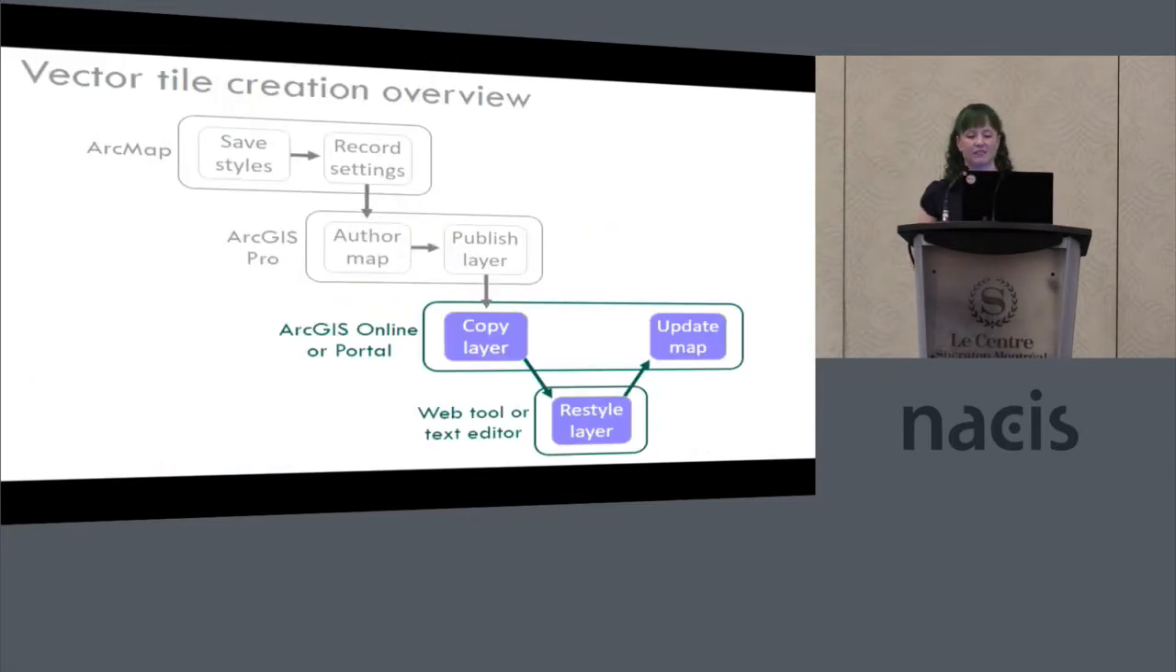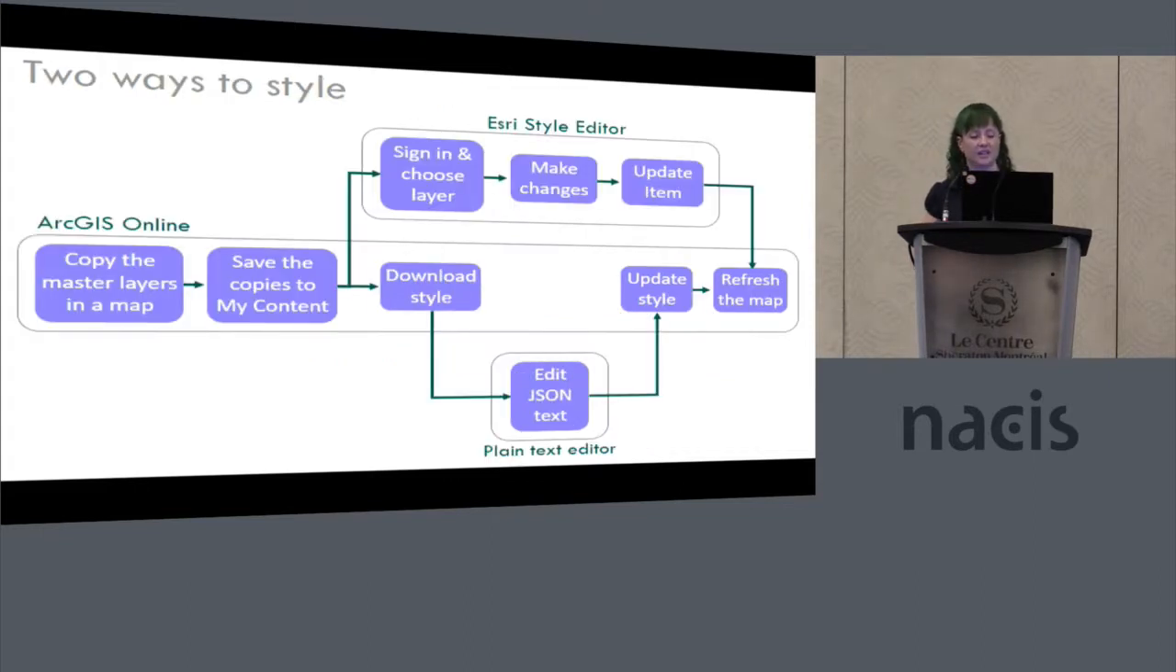Okay, vector tile styling. This is the part that I'm going to be talking about now, and we're going to zoom in a little bit on that process. There's 2 ways to style. It starts and ends in ArcGIS Online, or portal. From there, you can use the Esri Style Editor, which is a web-based kind of lightweight editor, or you can edit the JSON style directly in a text editor.